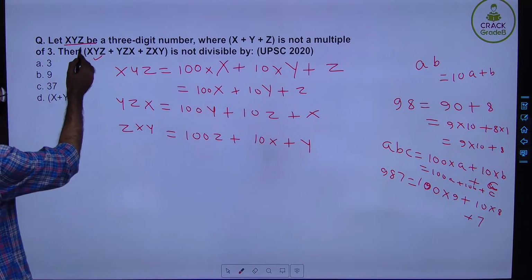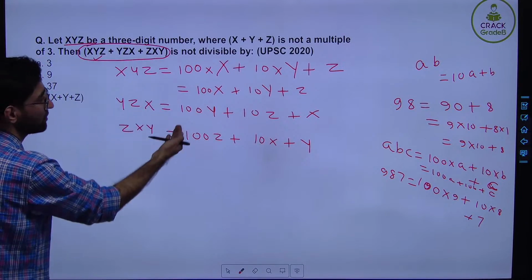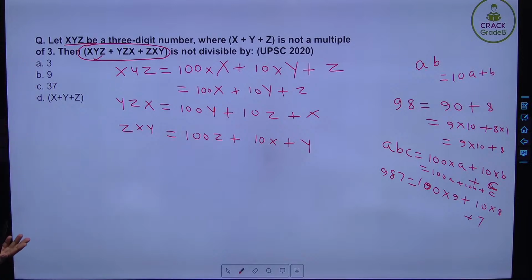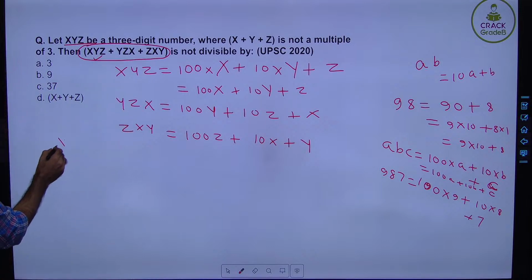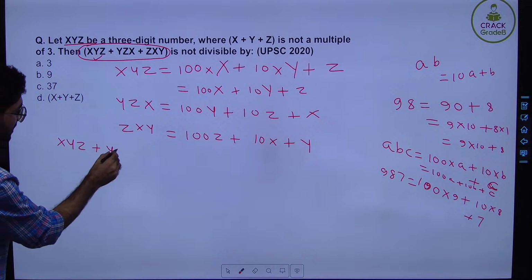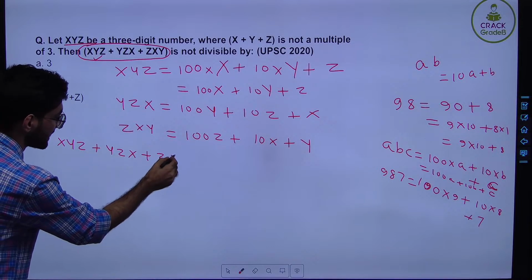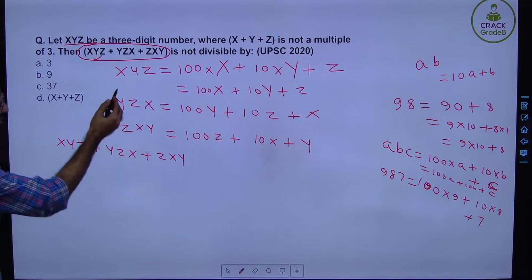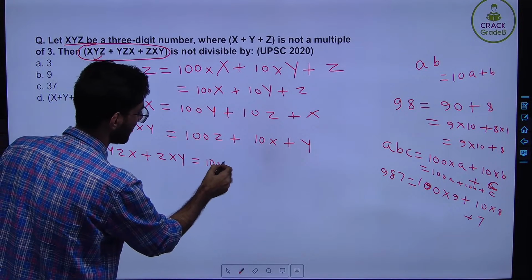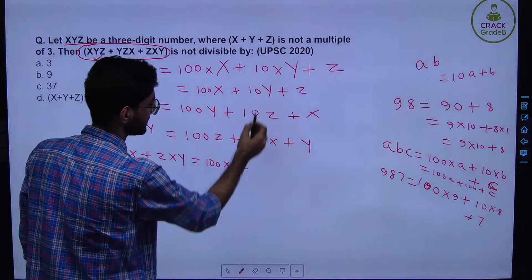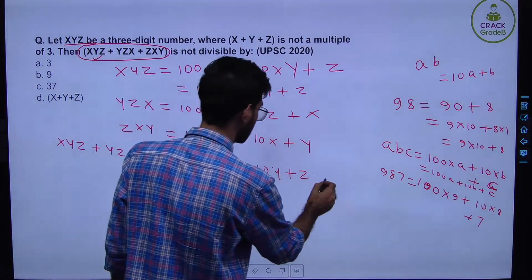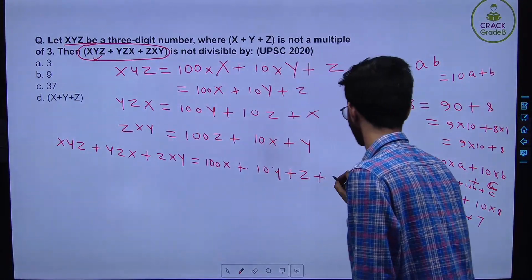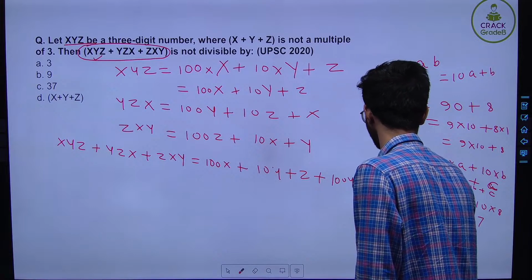Now focus on this part. We have to add all these numbers, right? We have to add XYZ plus YZX plus ZXY. So basically we are adding XYZ plus YZX plus ZXY, right? And we know that XYZ is equal to 100 into X plus 10 into Y plus Z, right? Then obviously plus, what is YZX? YZX is 100 into Y.